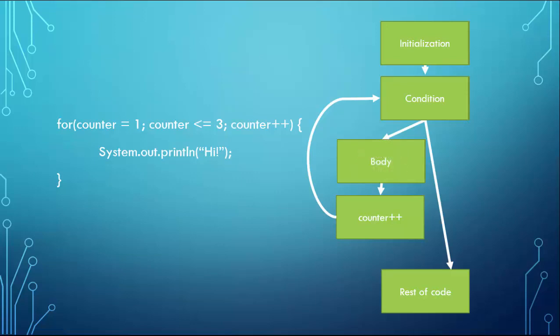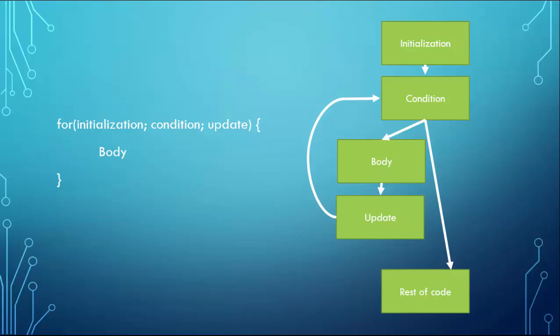Print line high, that's the body of the loop. That's the actual thing that I'm repeating. And then the counter plus plus is called the update. So with those terms, you can view the general structure of a for loop as for, and then in parentheses, initialization, semicolon, condition, semicolon, update. The close paren, and then inside the braces goes the body of the loop.